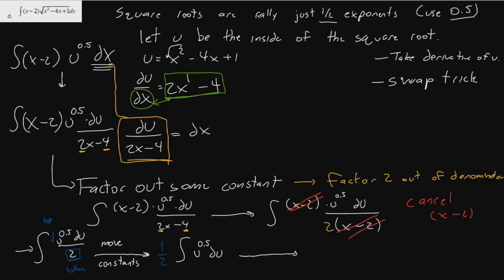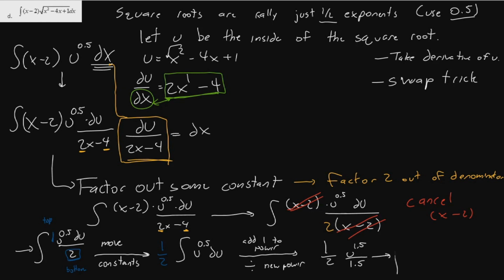So when we perform this integral, we add 1 to the power, and then we divide by the new power. So we'll have 1/2 still on the outside, and then our u to the 0.5, if we add 1, becomes u to the 1.5 over 1.5.